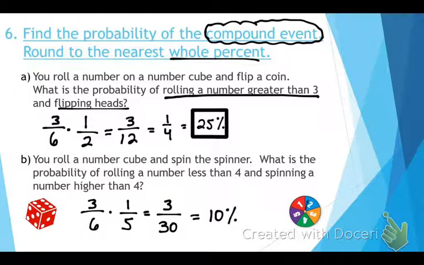How many of you got that? Okay, so just remember with the compound events, figure out what the probability is first, figure out what the probability is second, and then multiply the 2 together.